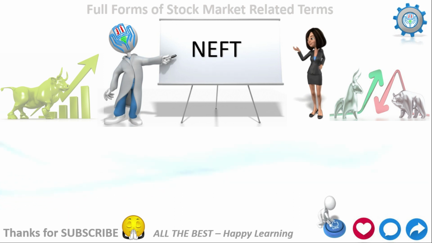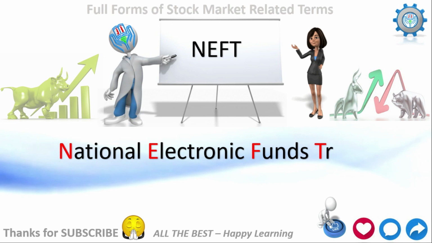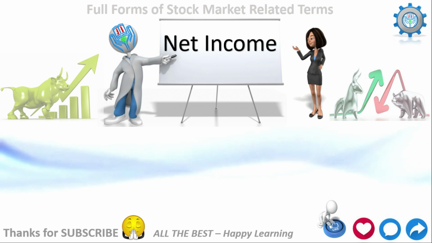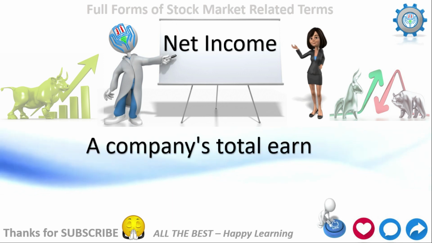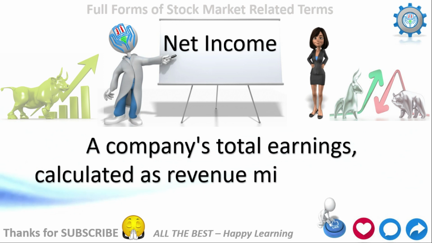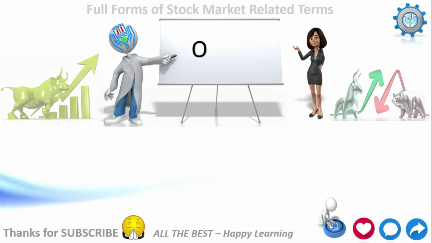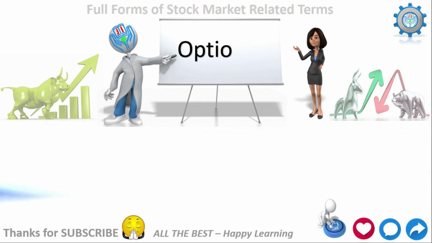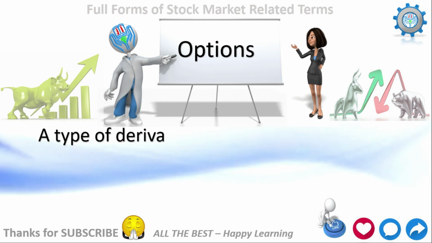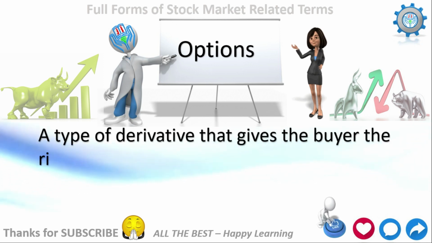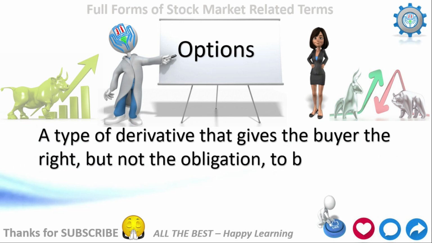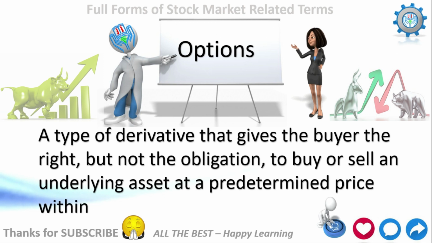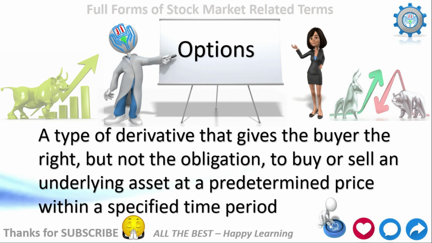NEFT, National Electronic Funds Transfer. Net income, a company's total earnings calculated as revenue minus expenses. OPM, operating profit margin. Options, a type of derivative that gives the buyer the right but not the obligation to buy or sell an underlying asset at a predetermined price within a specified time period.